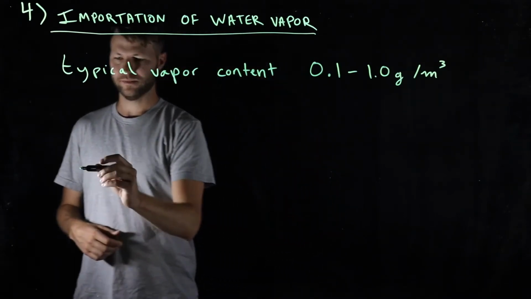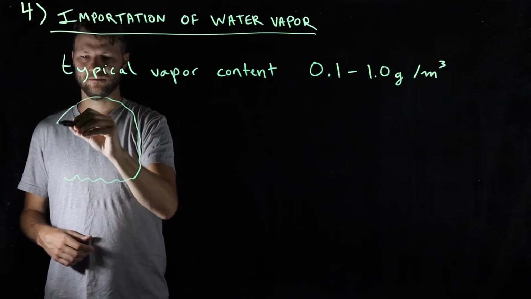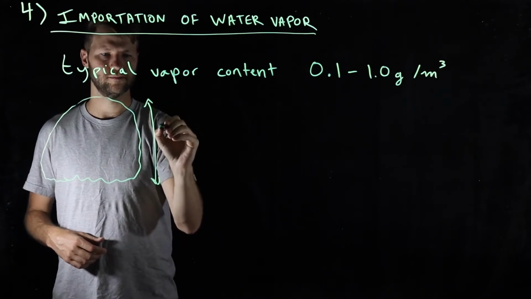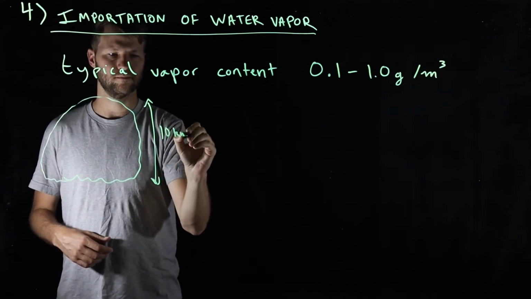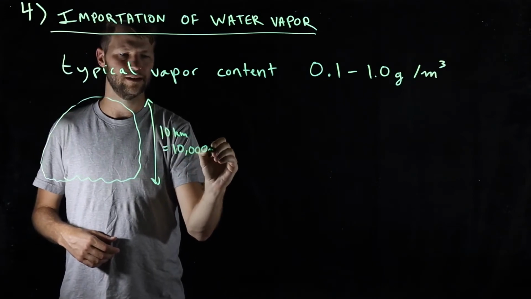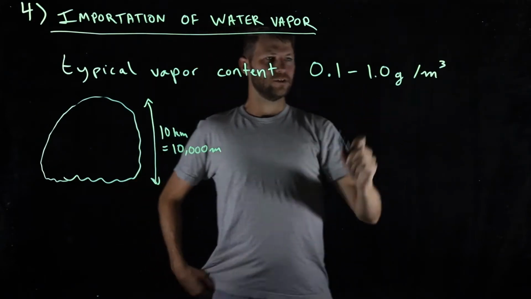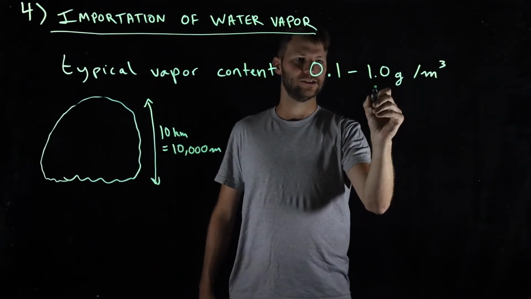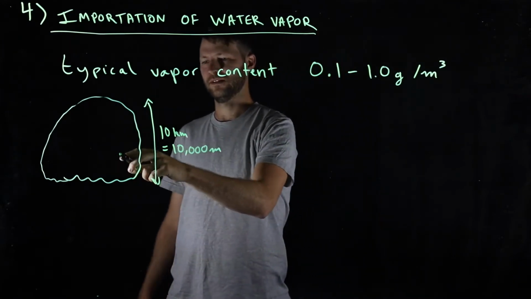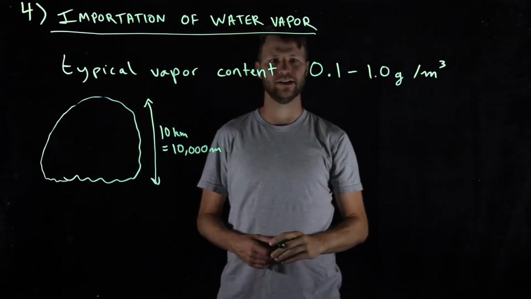Consider, for example, a cloud that's about 10 kilometers tall, or 10,000 meters. And let's go on the generous end. Let's say that there was 1 gram of liquid water equivalent, or of water molecules, per cubic meter in here.